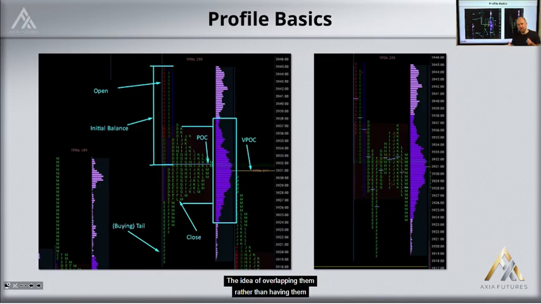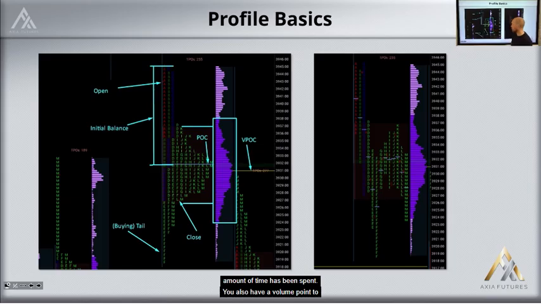The idea of overlapping them rather than having them sequentially next to each other is that this allows you to see where the majority of trade has taken place. This is known as your point of control. If you see here, every letter bar the A, so bar the first half hour of the day, every subsequent half-hour period has traded at this price, at 91.5. So that's your point of control, the point where the greatest amount of time has been spent.